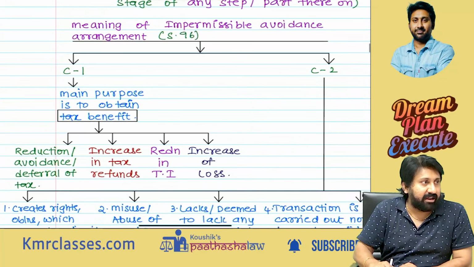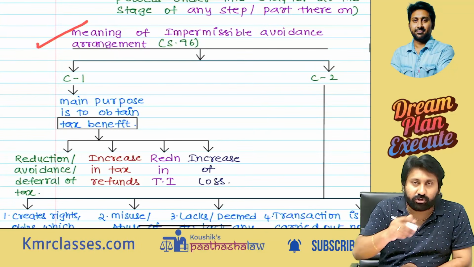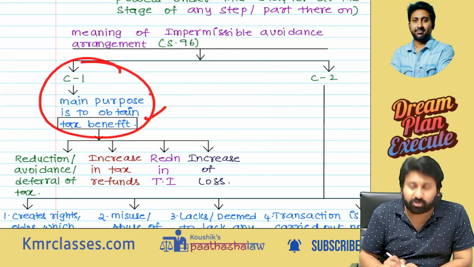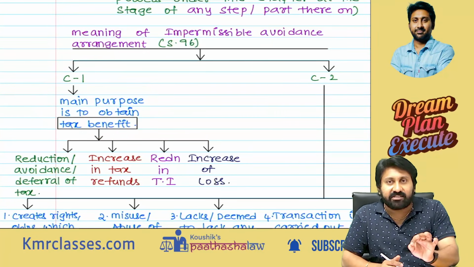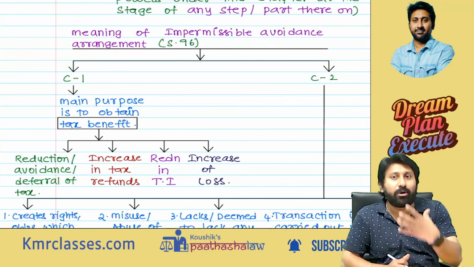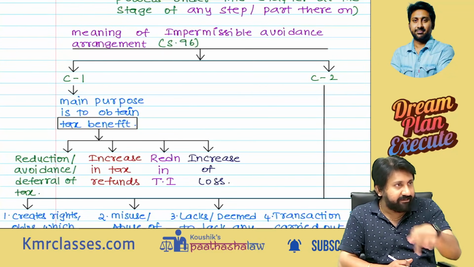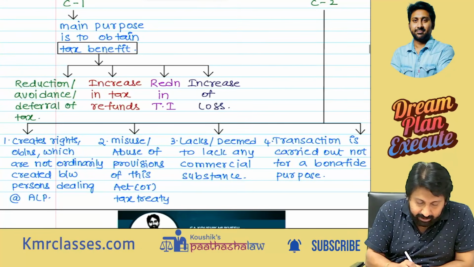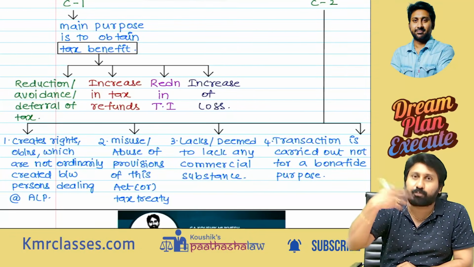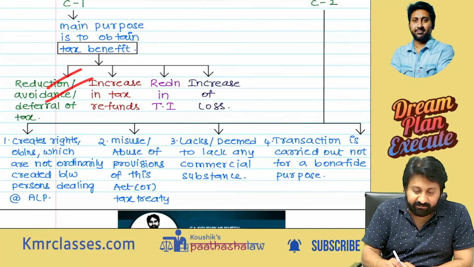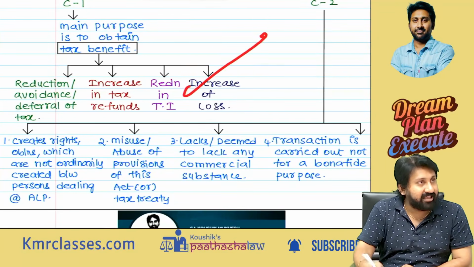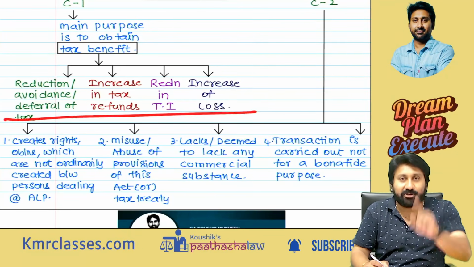Meaning of impermissible avoidance arrangement. Last attempt this question also came here. Please listen. Condition 1: the main purpose is to obtain a tax benefit. That means the arrangement lacks commercial substance, there is no prudent practice, and you are doing it just for tax benefit. For example, reduction or avoidance or deferral of tax. Deferral means postponement. So reduction or avoidance of tax, or increase in the tax refund, or reduction in total income, or increase of loss. Any of these four is your intention.